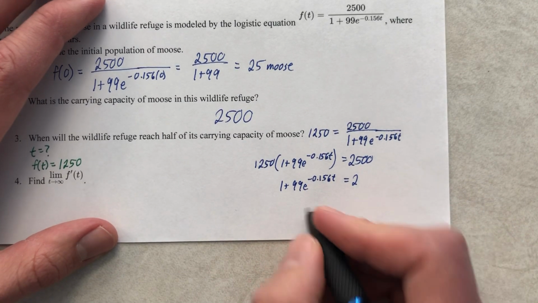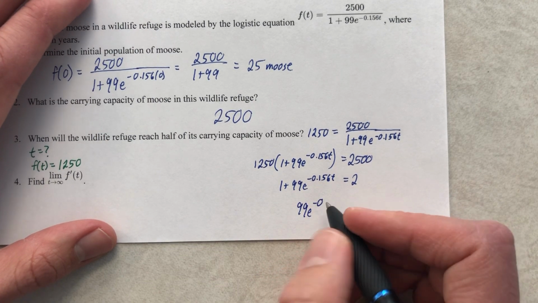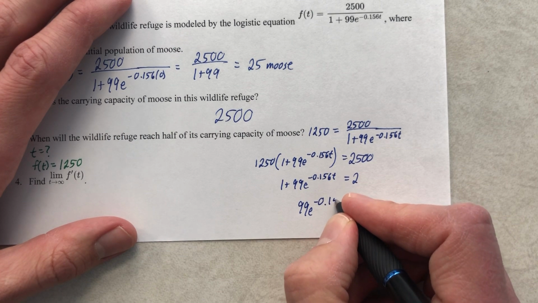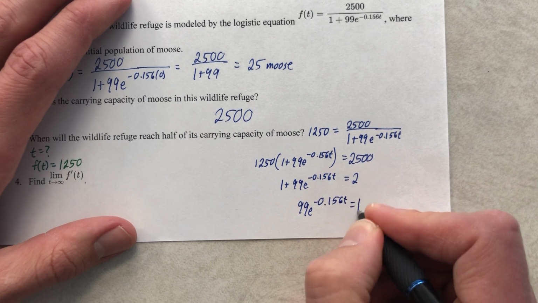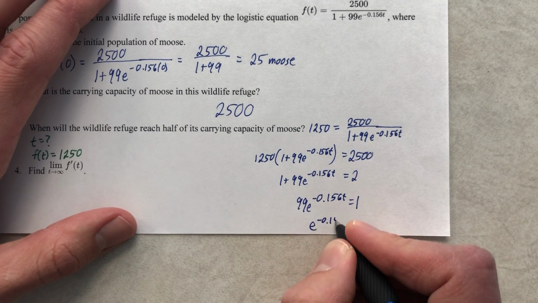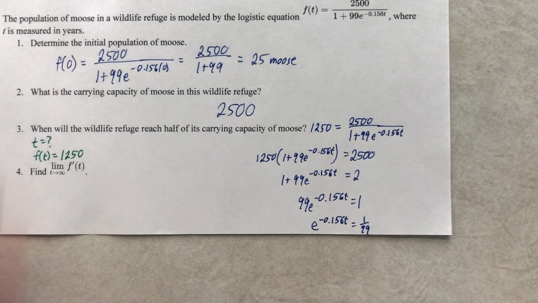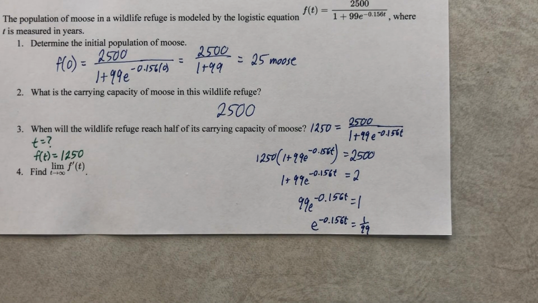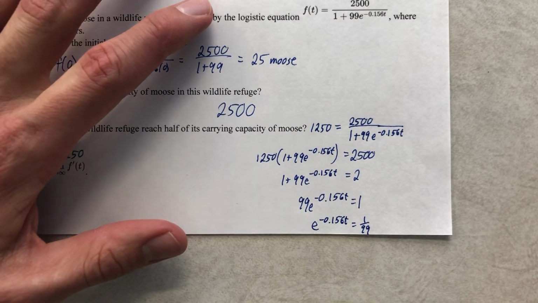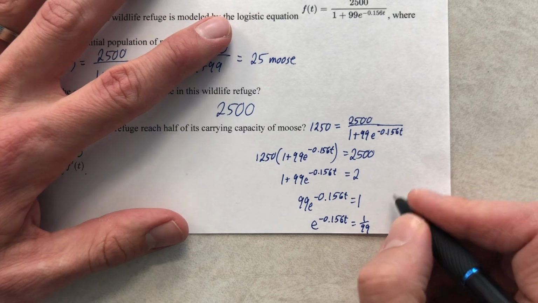We'll subtract 1, so 99e to the negative 0.156t equals 1. And I'll divide by 99, so e to the negative 0.156t equals 1/99th. At this point, we're just solving for a k value. This process is really going to look familiar. It looks the same as when we solved for k values in a previous lesson. Let's just jump to the final answer.